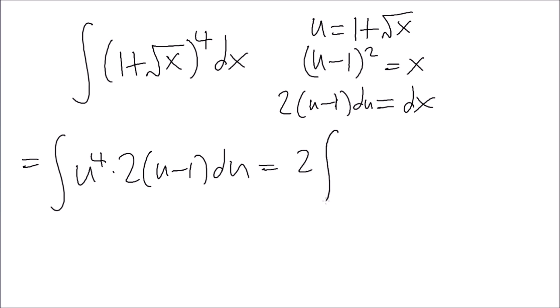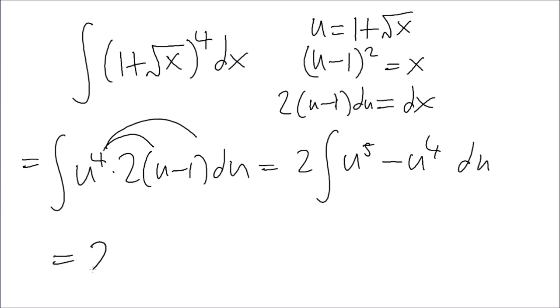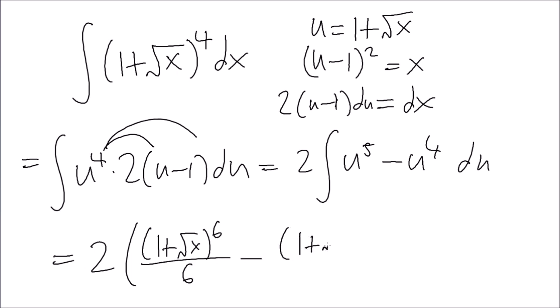Cool. Okay, this is a lot better because I could just distribute this u to the 4, right? So now I could just go u to the 5 minus u to the 4 du. Okay, so then this is equal to 2 times 1 plus square root of x to the 6 over 6, and then minus, we do the same process. Right, it's just basic U-substitution here. To the power of 5 over 5. Plus c.